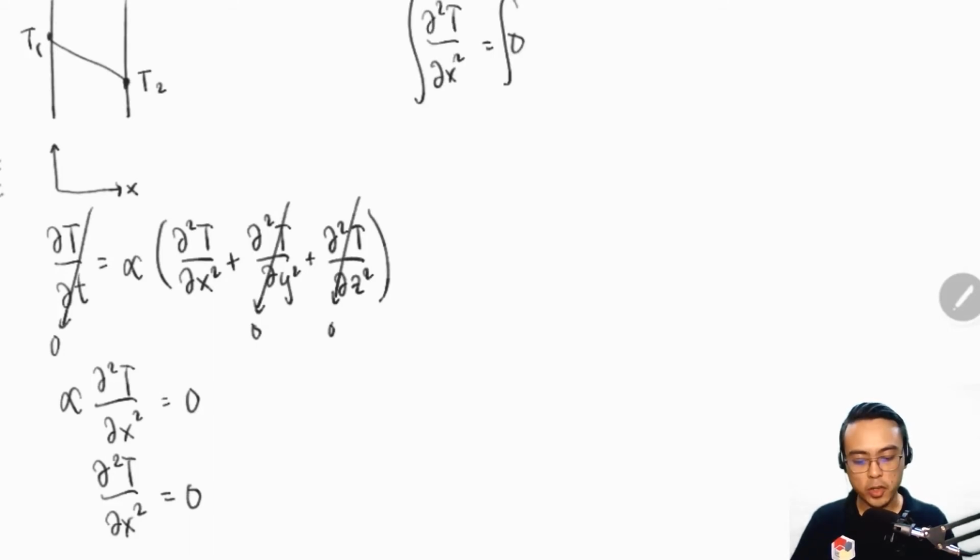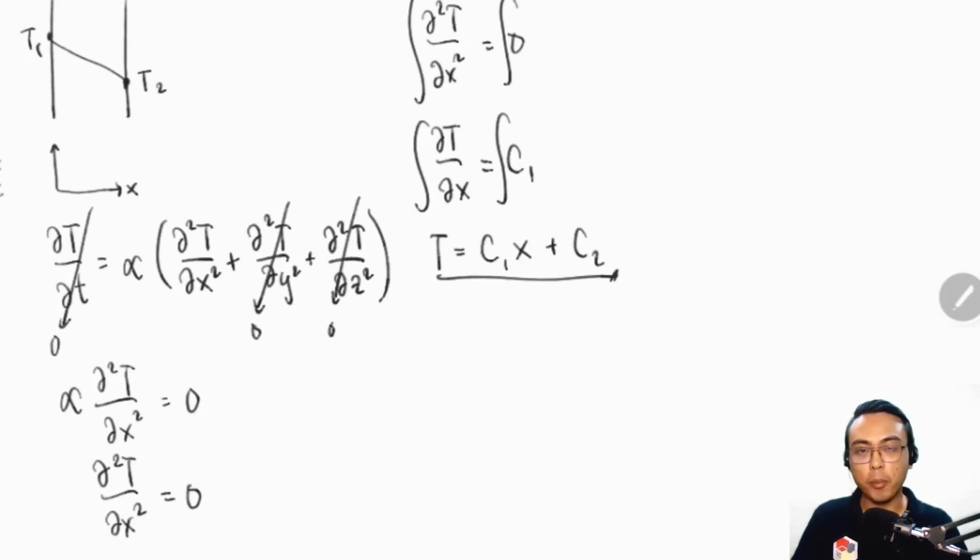The first integration would yield the derivative of temperature with respect to x is equal to a constant, C1. And the second integration would yield us the temperature profile. Temperature is equal to C1x plus C2. This is our general temperature profile. However, to make it specific, we have to solve for the values of C1 and C2 using boundary conditions.